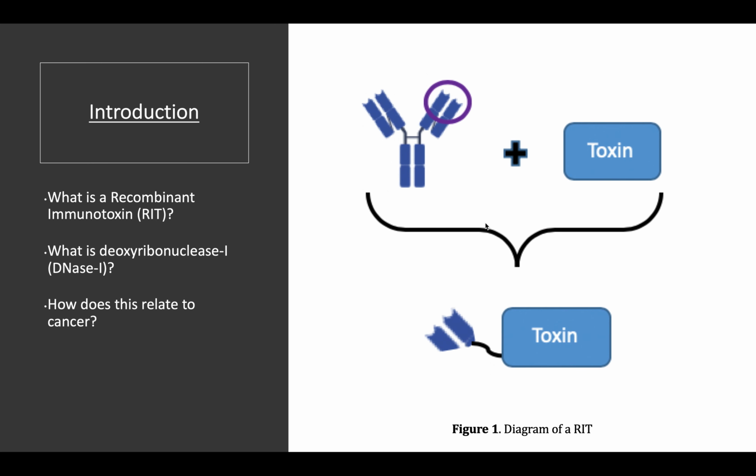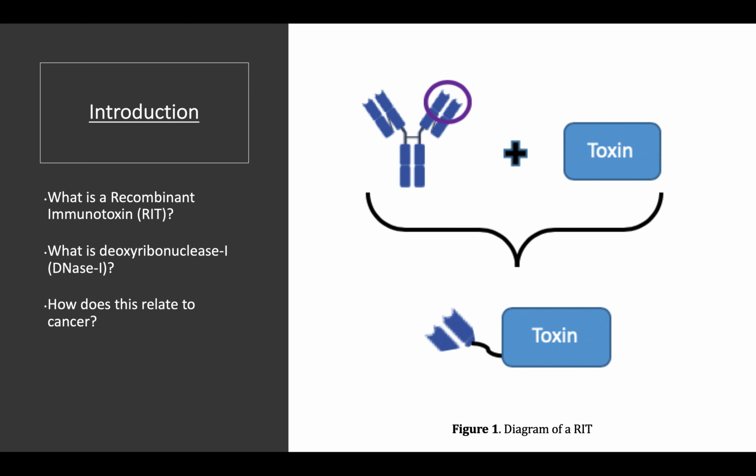What is a recombinant immunotoxin? What is Deoxyribonuclease-I? And how does this relate to cancer? RITs are made up of a toxin attached to an antibody that binds to a targeted cell. Basically, take the variable fragment portion of the antibody. This variable fragment portion is used to target the specific cells that we want to kill. The toxin is then used and released to kill the cell.